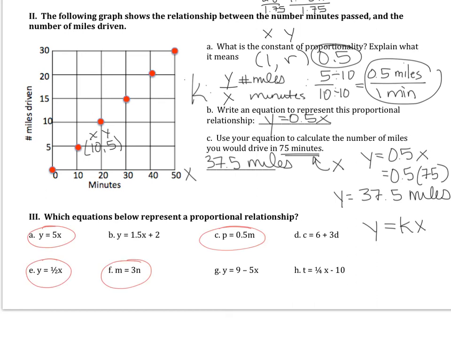Okay, these are the only 4 proportional equations that exist in this example. B is not one because of that +2. That's not one because it has that 9 minus. This one has -10, and that one's adding 6. So it just is straight up multiplication by the same constant.